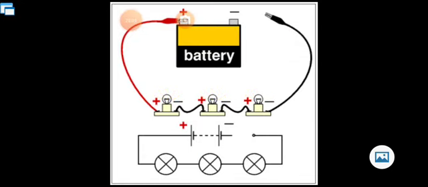Similarly, if any one of these appliances stops working, the path will be broken, the circuit will be broken, and all the other appliances, even though they are in good condition, will stop functioning. So these are the problems with a series circuit. But this is not so in a parallel combination.